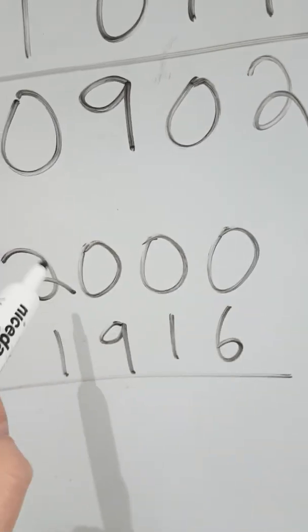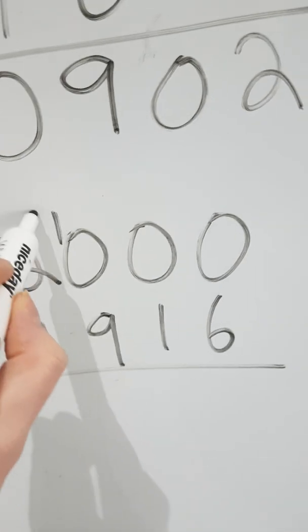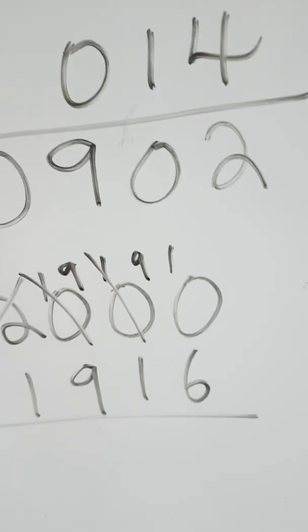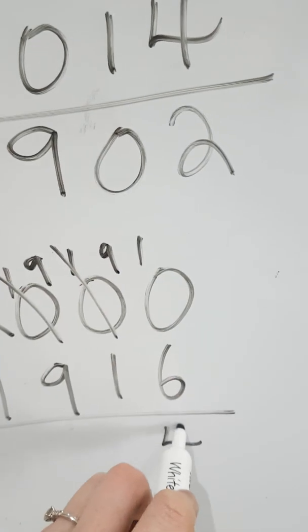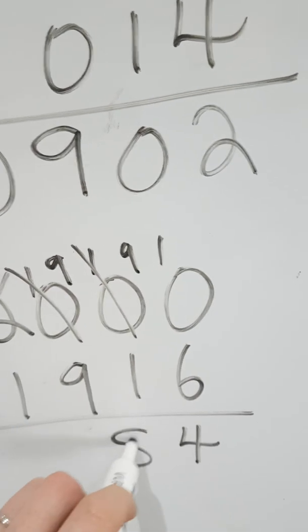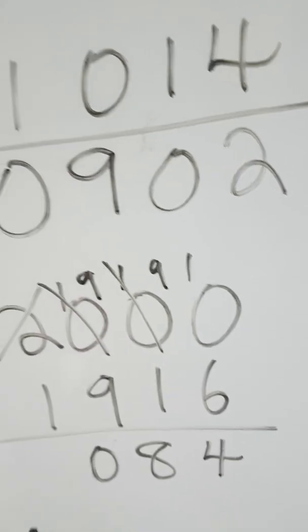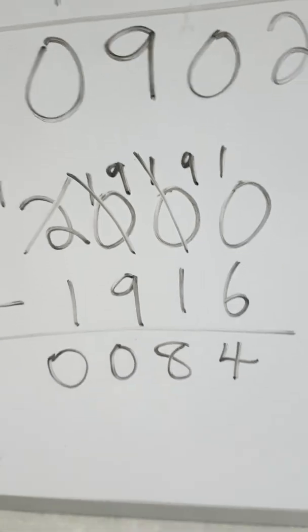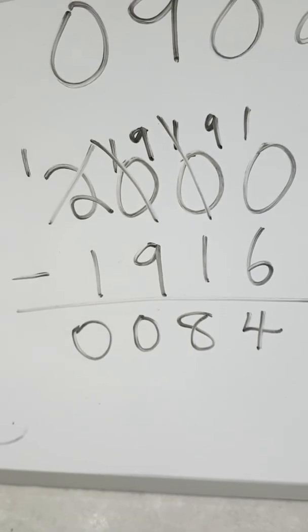So we have to go all the way over to 2 and then bring it right over there. So we could say 10 minus 6 is 4. 9 minus 1 is 8. 9 minus 9 is 0. And 1 minus 1 is 0. So it was 84 years.